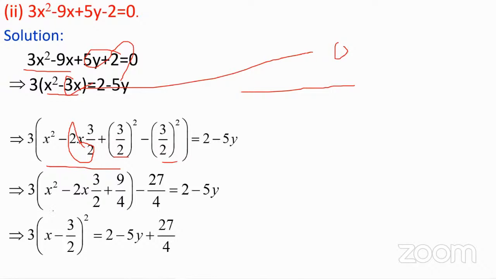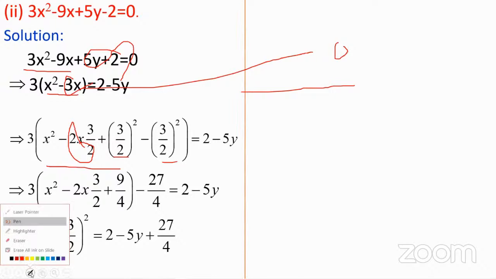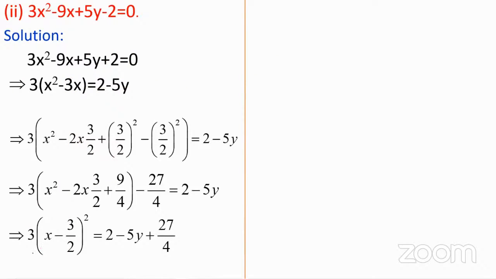Then this is nothing but a minus b whole square form. So 3 of x minus 3 by 2 whole square, that is equal to 2 minus 5y plus 27 by 4. Taking into the right side, then you will get this is positive. Now just you have to clear that one. So this is 3 of x minus 3 by 2 whole square equal to minus 5y plus 35 by 4.